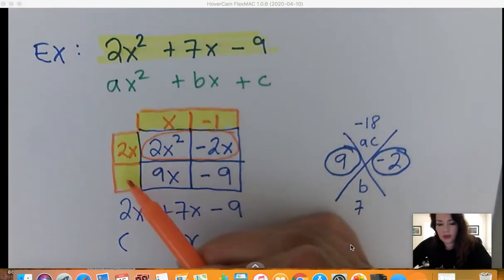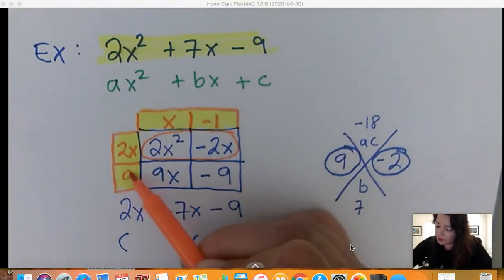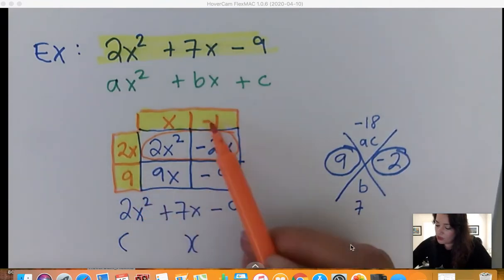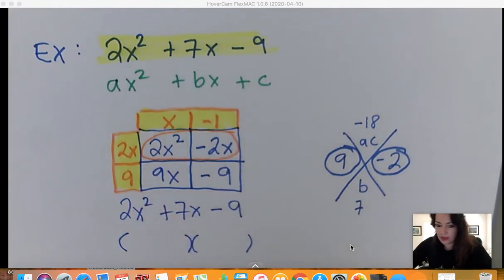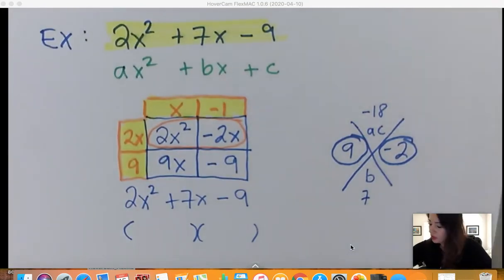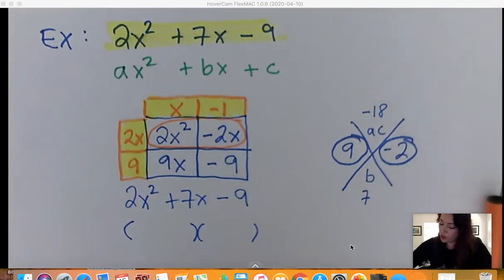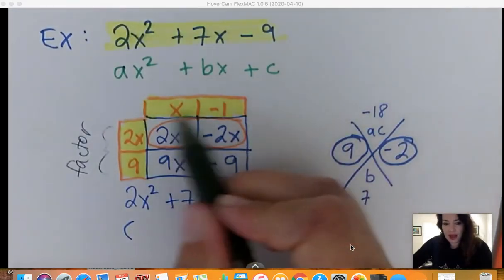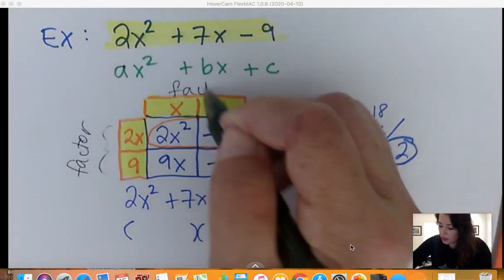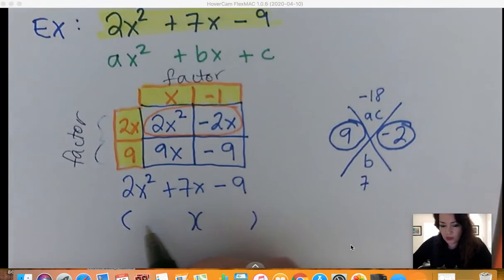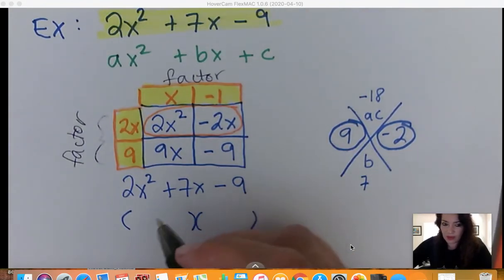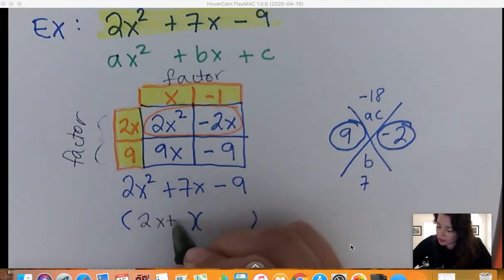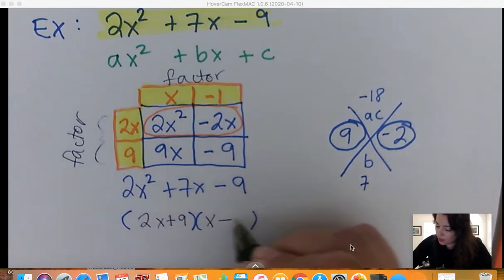x times what number here will give me 9x? That would be 9. And is it true that 9 times -1 is -9? Yes, so everything matches. So what are my factors? Well, this right here is one of my factors, 2x plus 9. And my other factor is x minus 1. So basically, all we need to do is rewrite it here in factored form, and the order in which you write the factors doesn't matter. So I have 2x plus 9 times x minus 1.